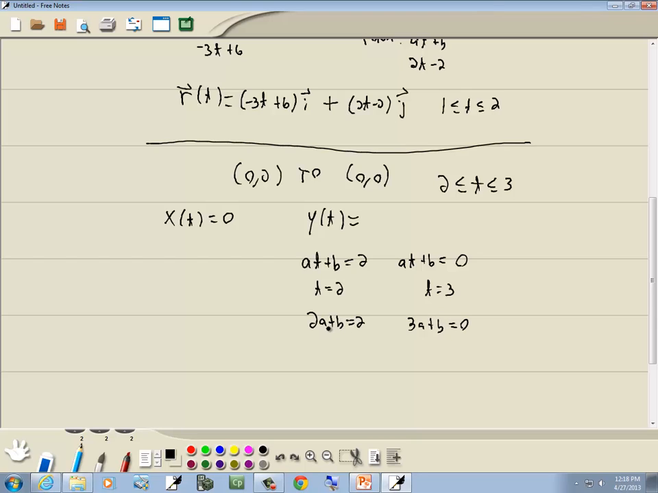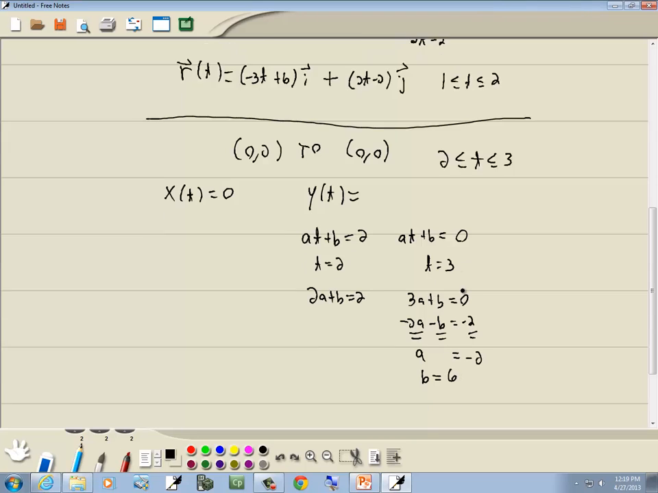Now I want to multiply my first equation by negative 1. So that gives us negative 2a minus b is equal to negative 2. Add these together. 3a minus 2a is a. That drops away. 0 minus 2 is negative 2, so we get a is equal to negative 2. Which implies b is, if I put negative 2 in for a, I got 2 times negative 2, which is negative 4. Take that over the other side, so that implies b is 6.